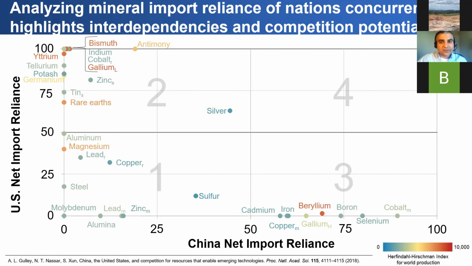Quadrant 4 is perhaps the most interesting quadrant. These are commodities for which both China and the United States are highly import reliant. Really no surprises there: the platinum group metals, lithium, titanium, manganese, tantalum, chromium, and in the far upper right quadrant, niobium, where Brazil is obviously the major producer. These are the commodities you would expect, given that neither the US nor China has sufficient supplies, so they're both potentially going to be competing on the global stage to make sure that they have access to those supplies.